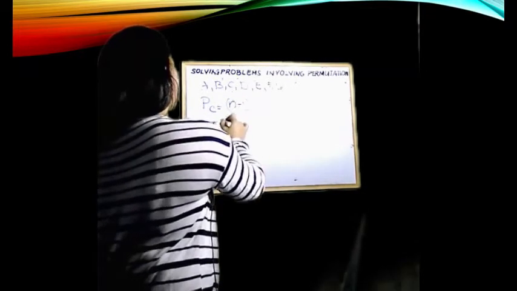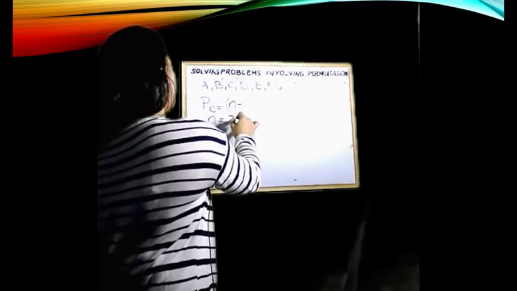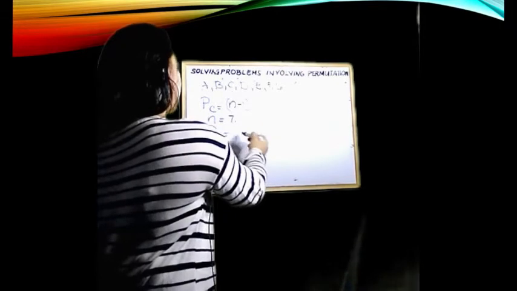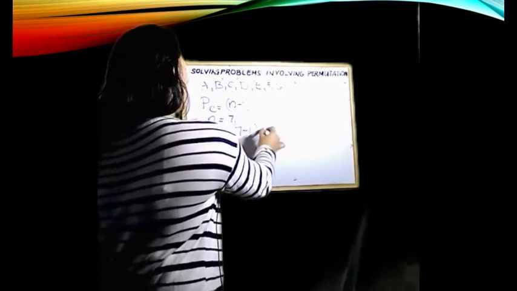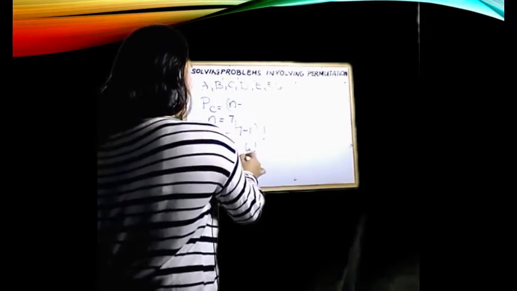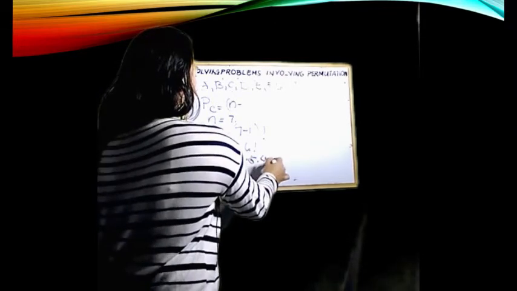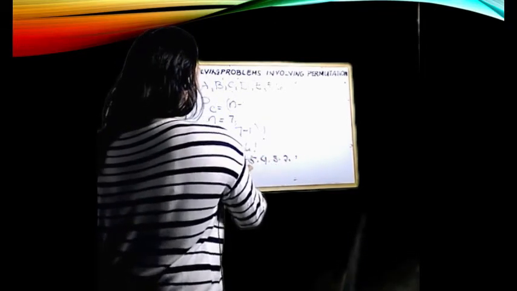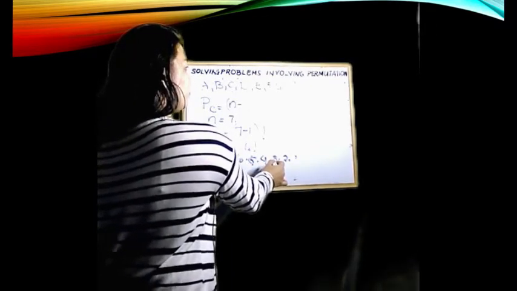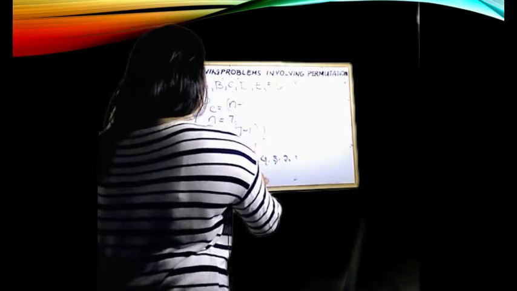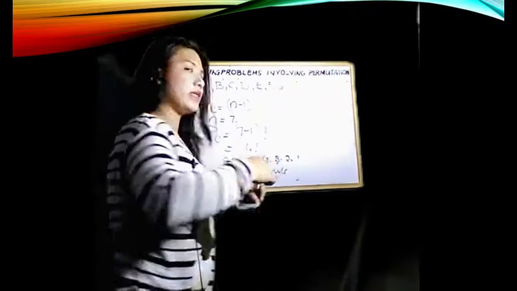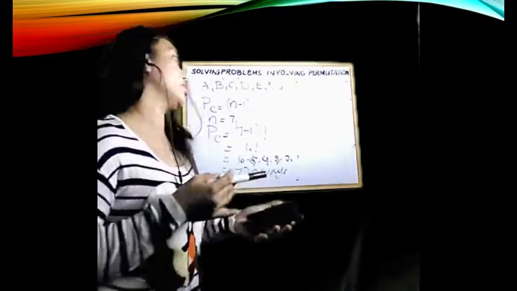Your n is 7 because there are 7 people. N is equal to 7. So substituting with the formula, your circular permutation would be 7 minus 1 factorial. 7 minus 1 will be 6, then factorial, so that will be 6 times 5 times 4 times 3 times 2 times 1, which will give you 6 times 5, 30 times 4, 120 times 3, 360 times 2 is 720 ways.